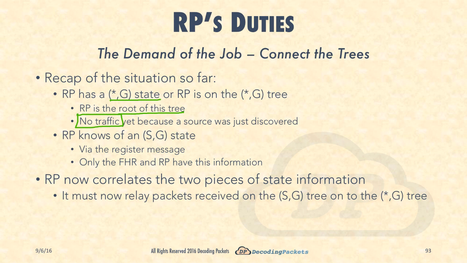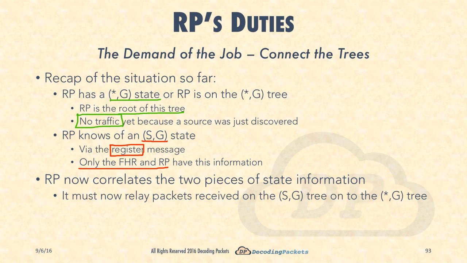The RP also knows about an S comma G state. And this happened because of that register message that came from the FHR. And it bears repeating again, only the FHR and the RP have this information. Only the FHR and the RP, no other routers in the network are aware of this particular S comma G state.